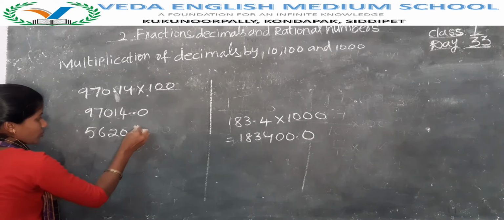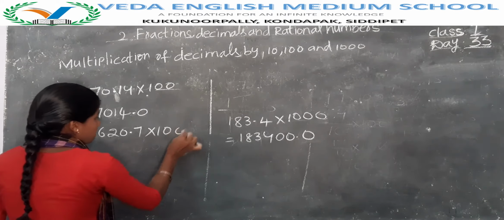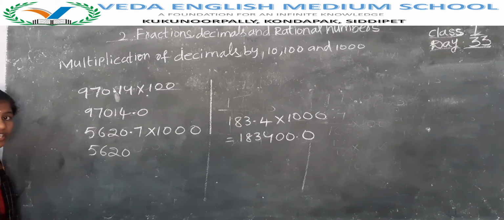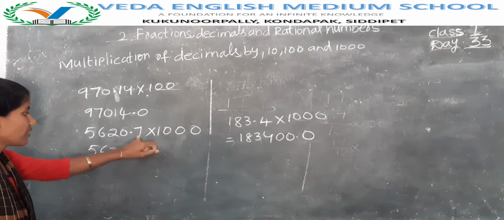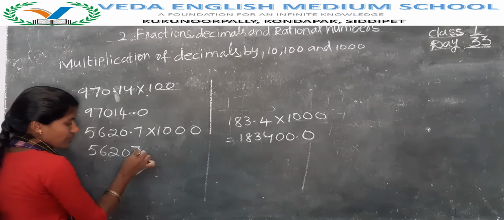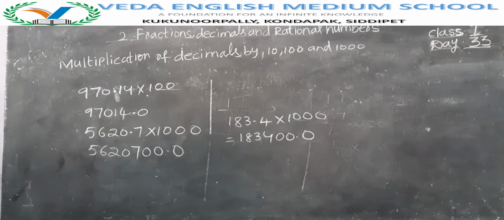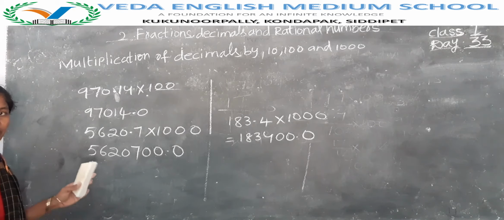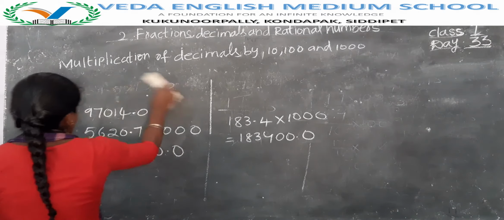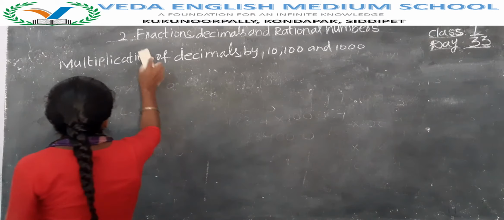Next you do 5620 into 1000. Here where will you get the point? The point moves to the right side after 3 digits. Do you have 3 digits here? No. If the digits are not sufficient, simply keep zeros. Here we have only 1 digit, 2 digits, so here you will get 0.0. It is the multiplication of 10, 100 and 1000. In the multiplication, the point moves to the right side. Okay. Next, division of decimals by 10, 100 and 1000.